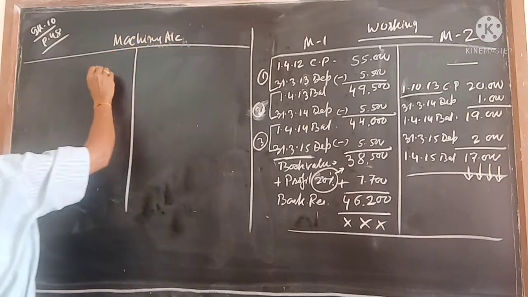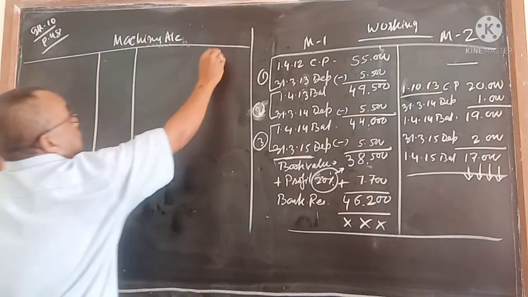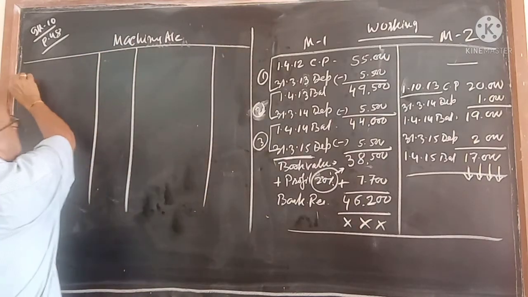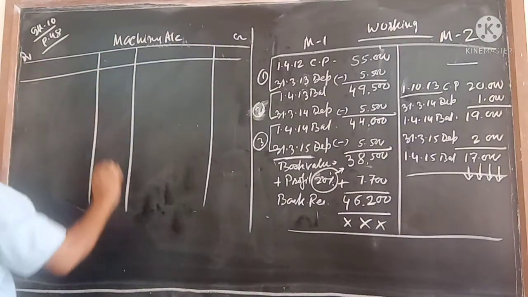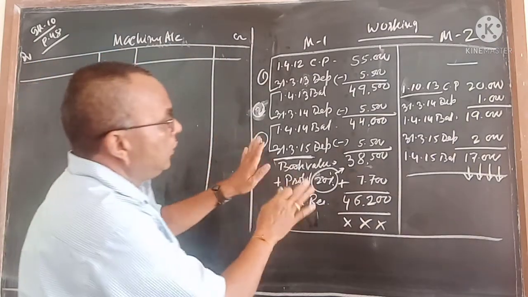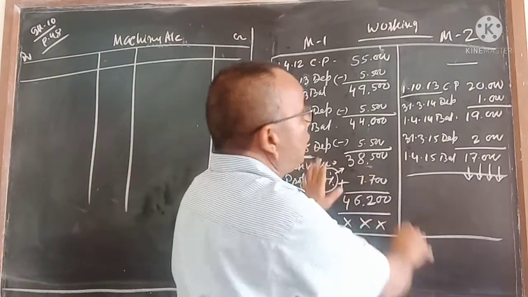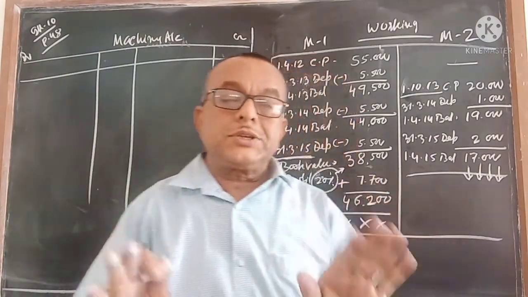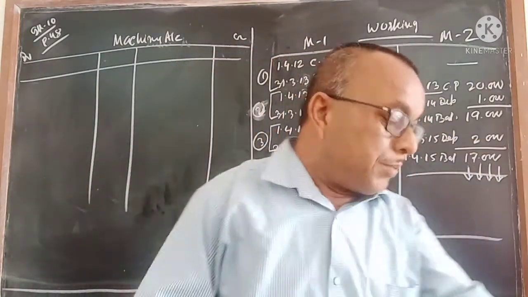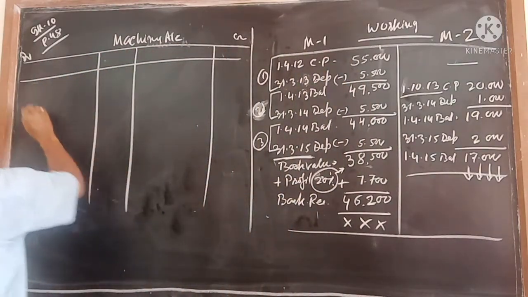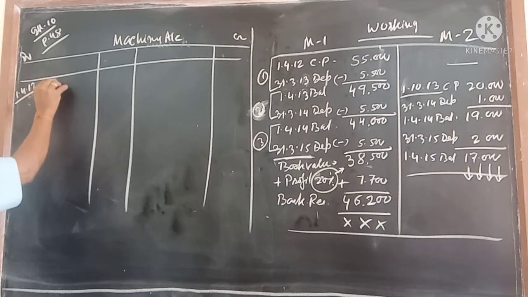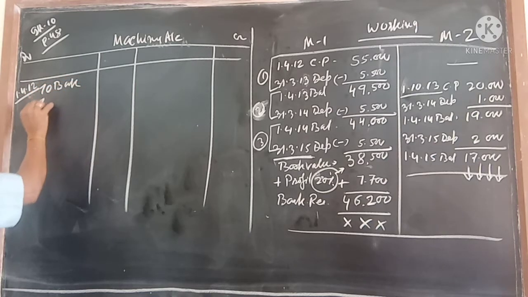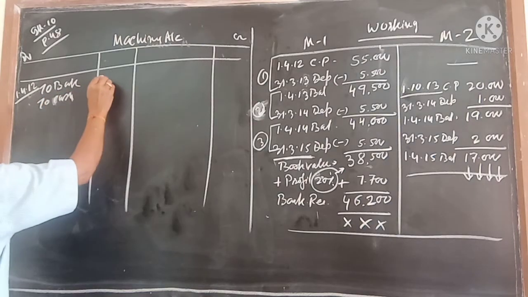This is machinery account. This is credit and debit. Once you are able to do this working, it means 90% of these sums you have completed. Now how we will do it. 1/4/12, machinery account debit, to bank, to cash. Correct? First machine.